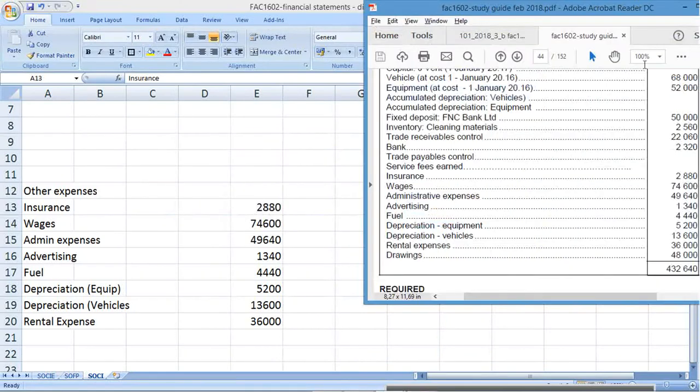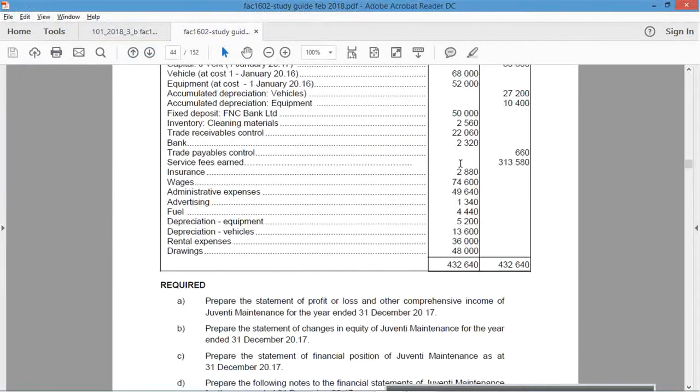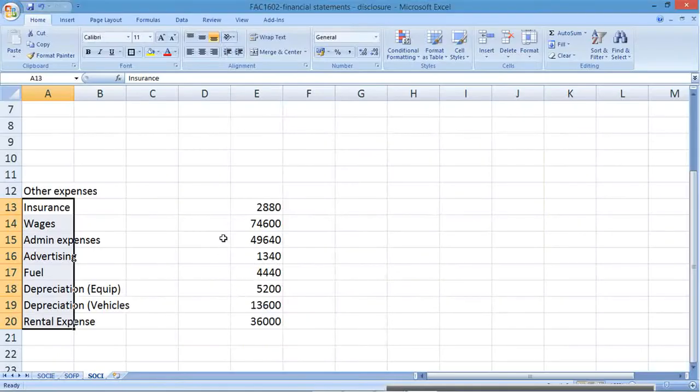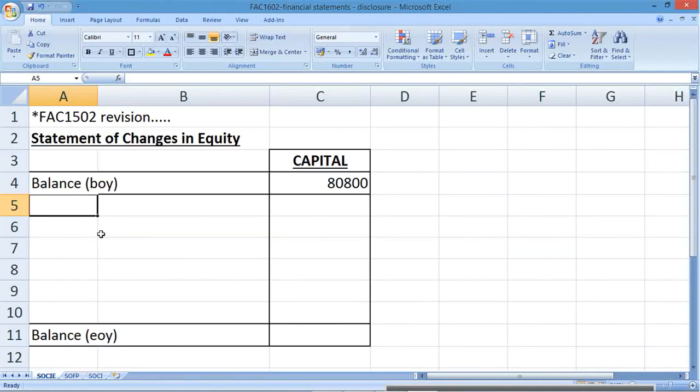You've got the right approach. You've covered that bit now. Now the hard part starts. What must we do? Oh, don't forget the drawings. Yeah, drawings is drawings. But where does it go? So see statement of changes in equity. Yes.